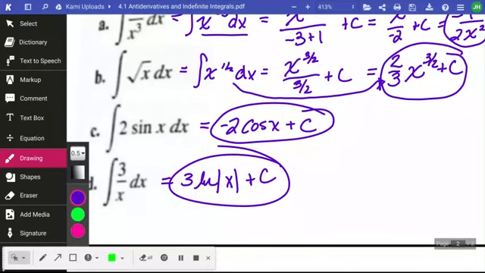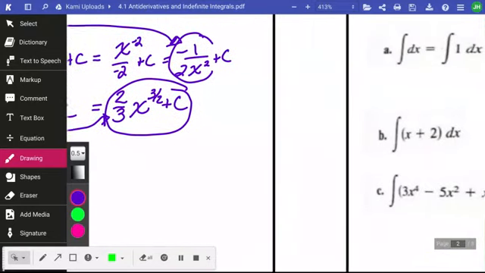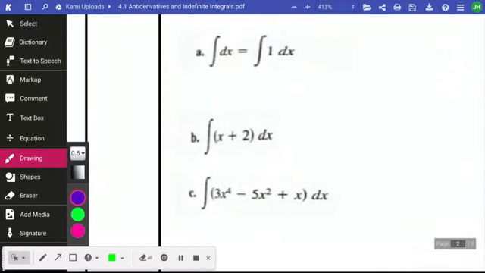Any questions? Takeaway from this that I want you to remember is the plus c. It's really important. Okay. If you Google antiderivative memes on the internet, half of them will talk about plus c. Like, don't forget it because it's the most commonly forgotten thing.